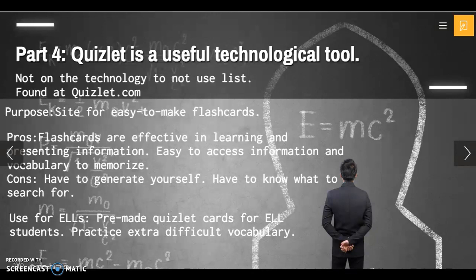I think I could use this for ELLs and help them get over those cons that I described by making pre-made Quizlet flashcards by myself and give them to them. This way, it would be immensely useful in practicing the extra difficult vocabulary, and they will know what they need to focus on. This concludes my Technology Finder portfolio.